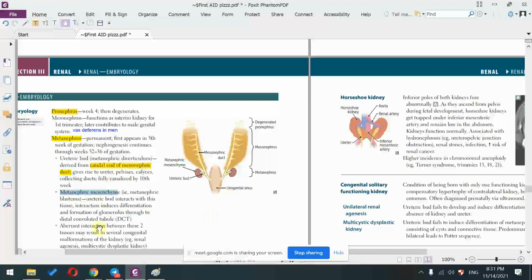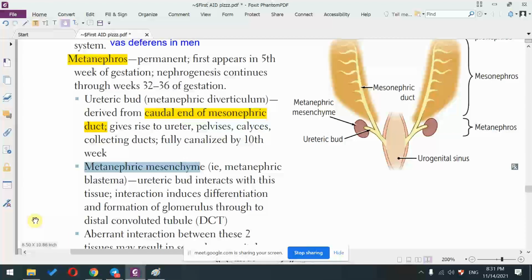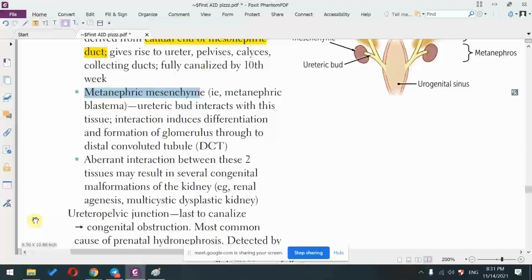So that's a horseshoe kidney. That's a horseshoe kidney. Okay, so if I show you this and ask you what is the name of this vessel in red, what will you tell me? IMA, not SMA. Remember, they get stuck under the IMA. Okay, so the next thing. What about this vessel? What is this? Yes, excellent. This is the aorta, abdominal aorta.